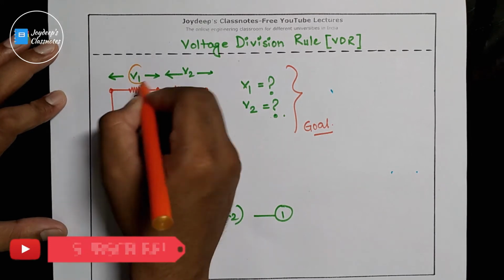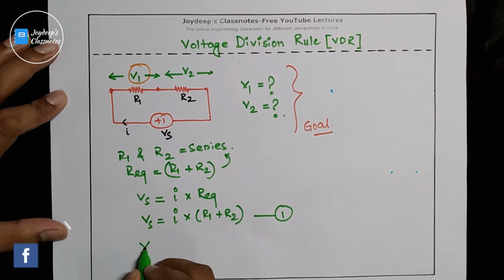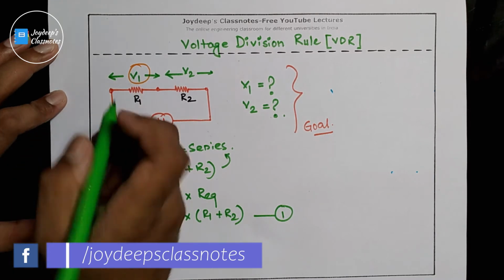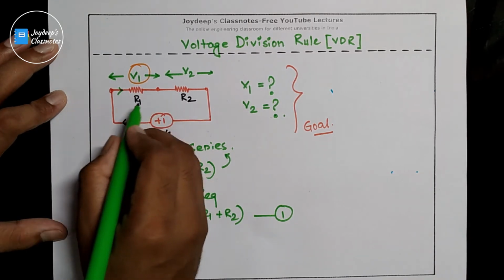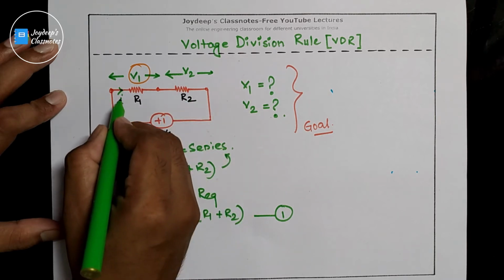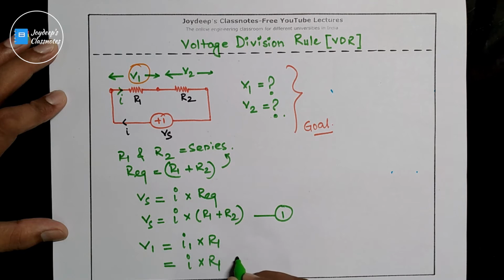Now what we want to find out is this V1 voltage. So V1 is equal to what? The voltage dropped across this resistor is the current flowing through this resistor multiplied by the value of this resistance. What is the value of this current? This is also I, because these are connected in series, so the same current flows through. So V1 is I1 into R1. Clear? We also know that I1 is equal to I.